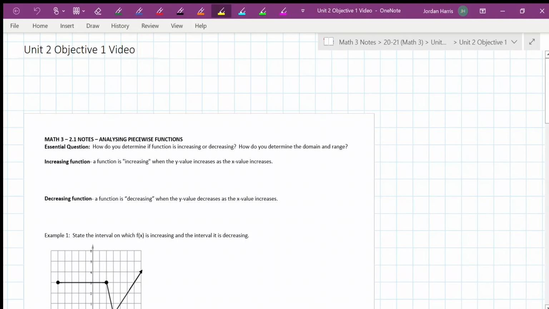This is 2.1, analyzing piecewise functions. So you have your essential question here. How do you determine if a function is increasing or decreasing? How do you determine the domain and range?